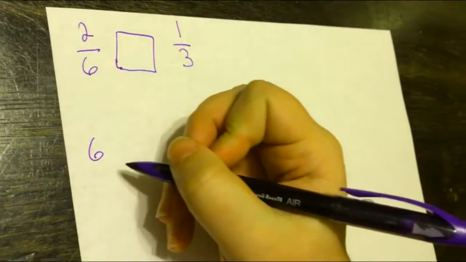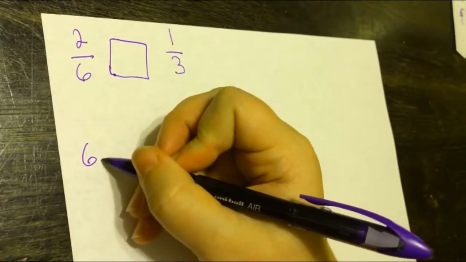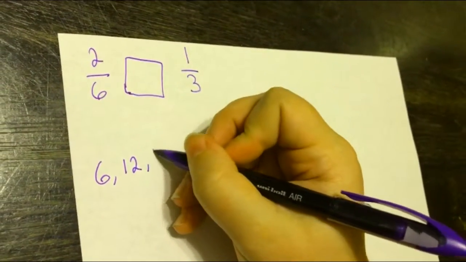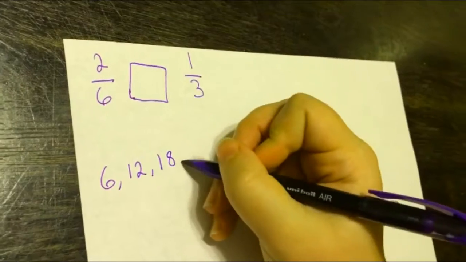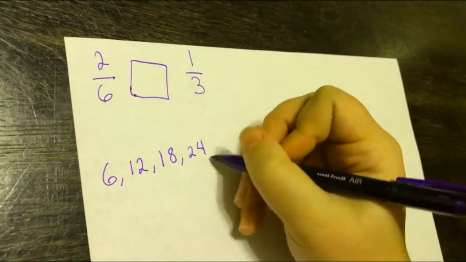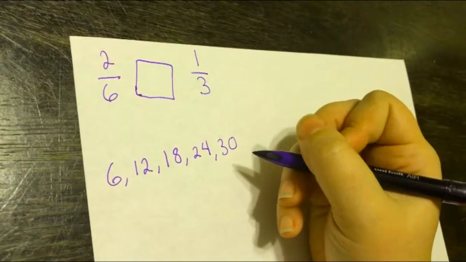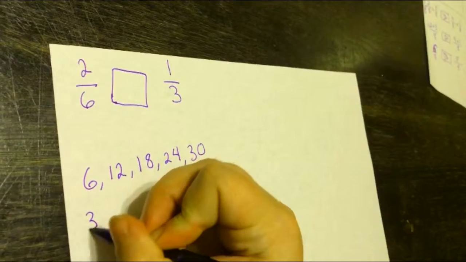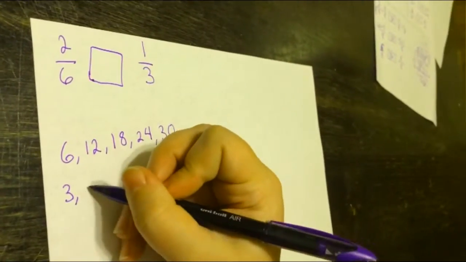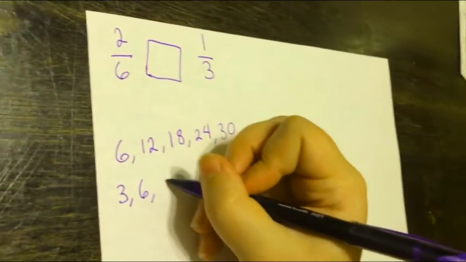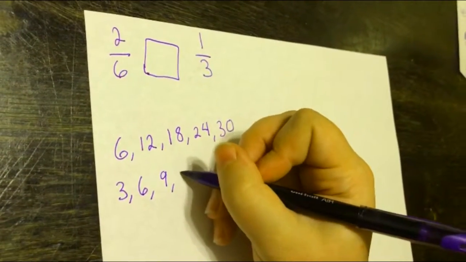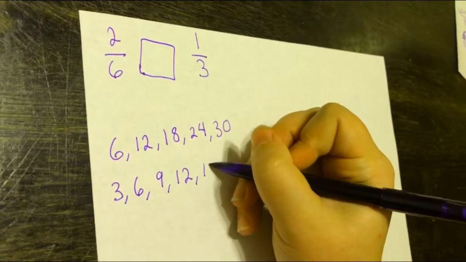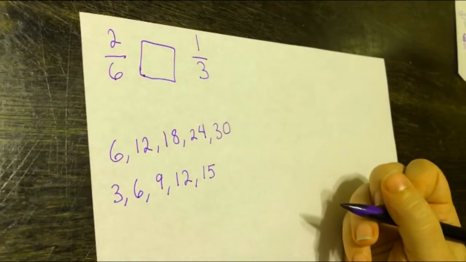So I'm going to start with 6, multiples of 6. I'm just going to do the first few. So I have 6, 12, 18, 24, 30, and I'm going to move on to my other number, which is 3. I start with 3, 6, 9, 12, and 15. So those are my first 5 multiples.